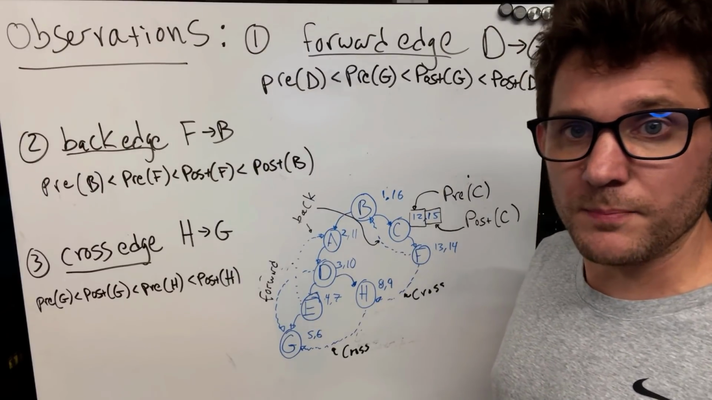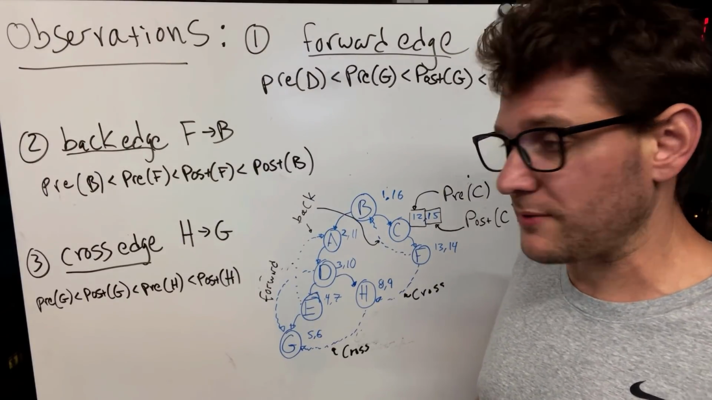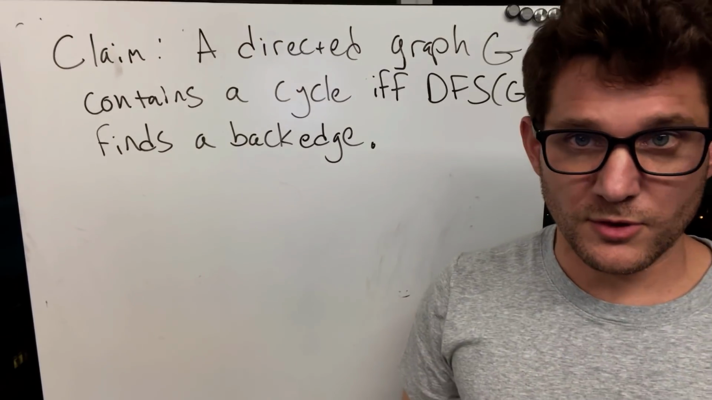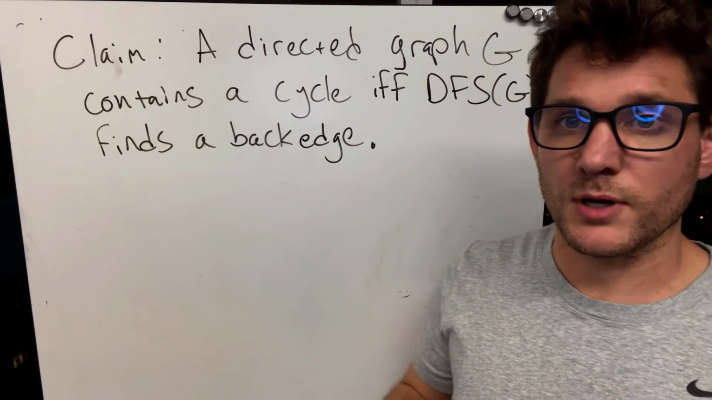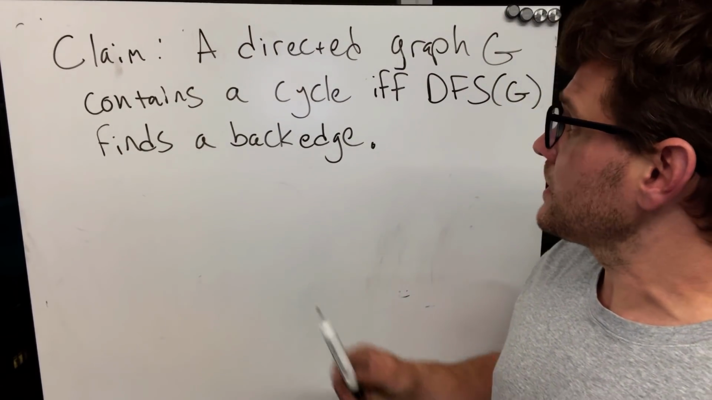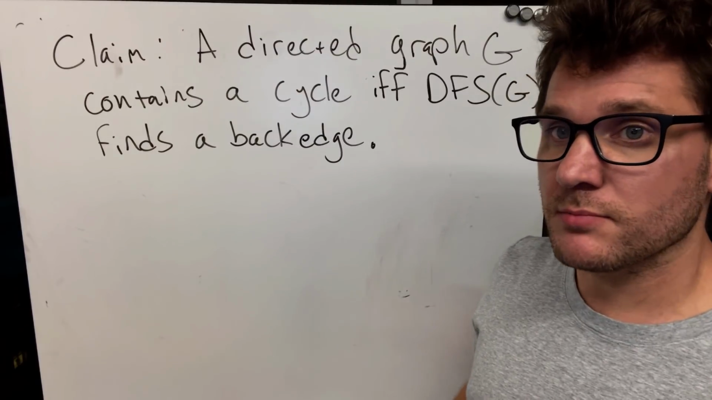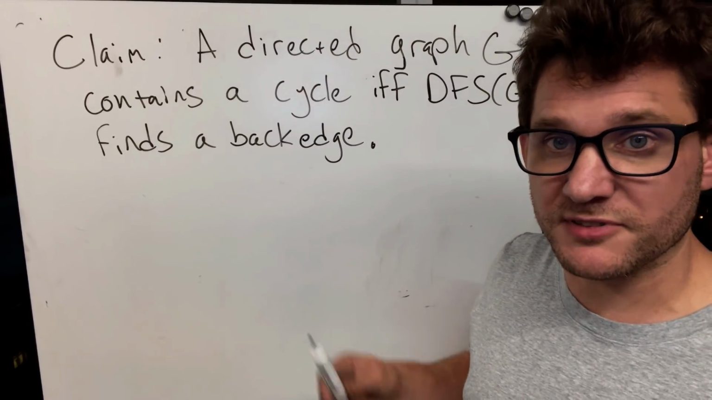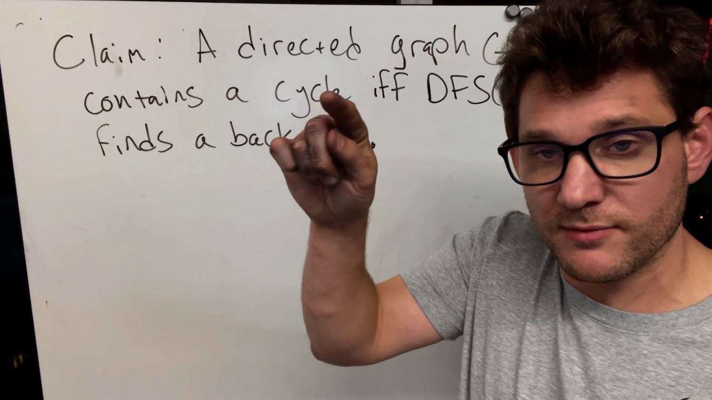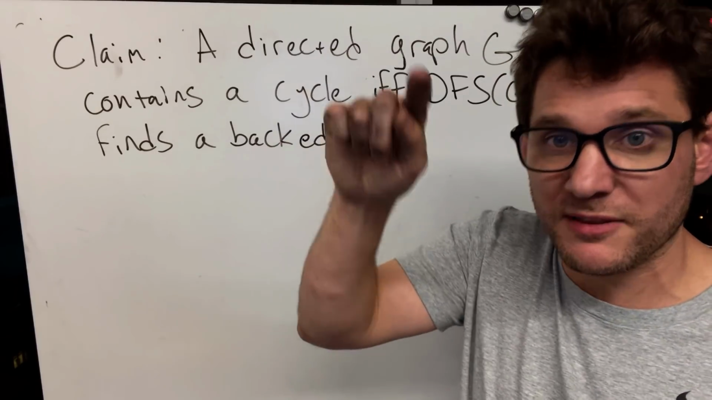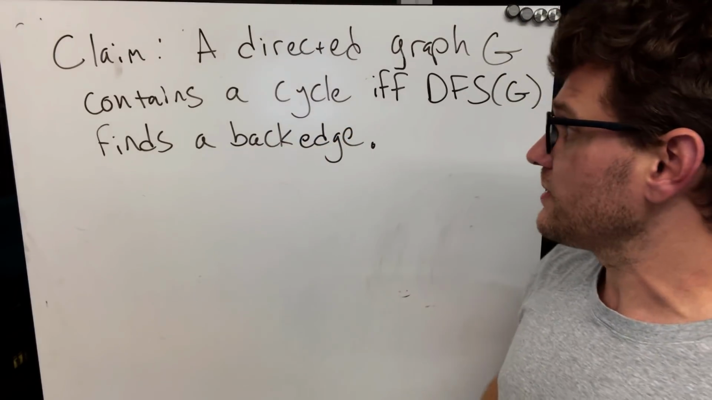So let's now talk about cycles in graphs and graphs that don't have cycles. Let's try to do a quick proof of an important fact. A directed graph G contains a cycle, being a sequence of nodes where you can get from one node to the next, and all the way back to the beginning by just following edges. That's a cycle.